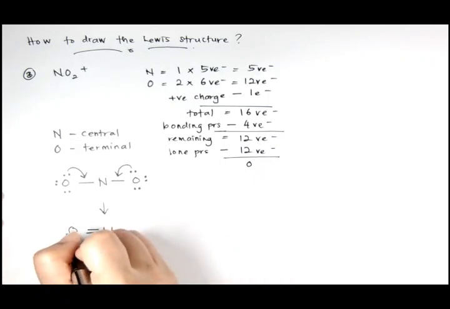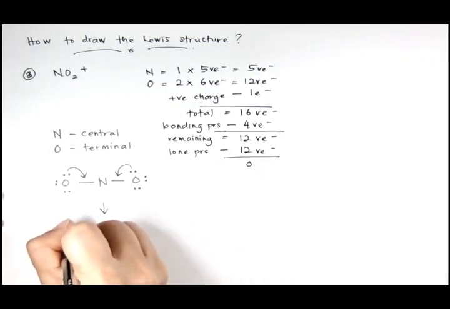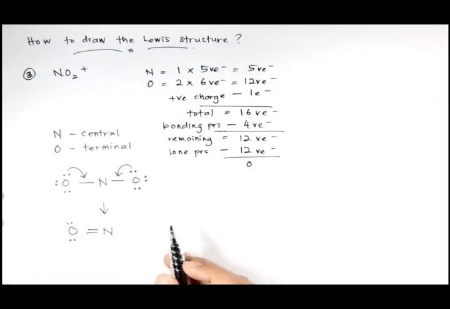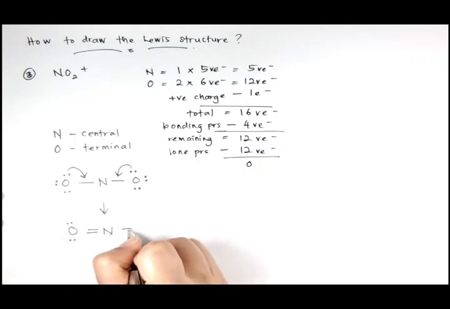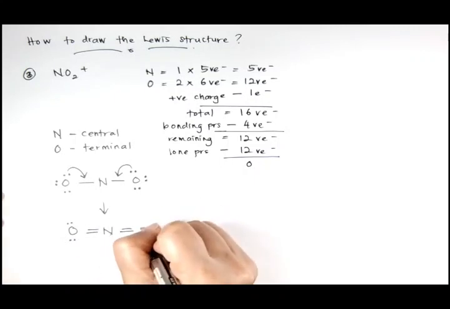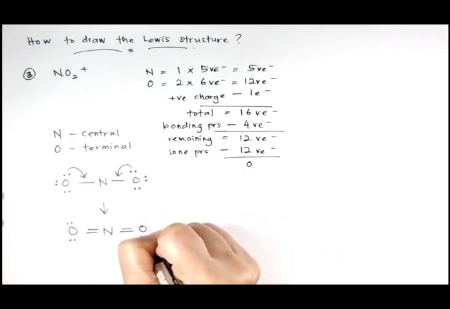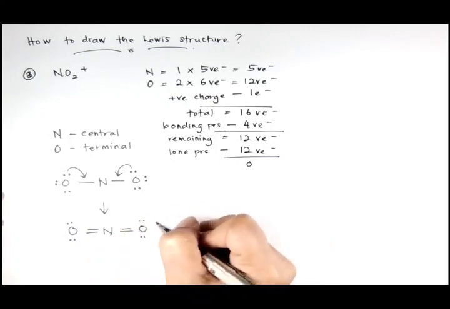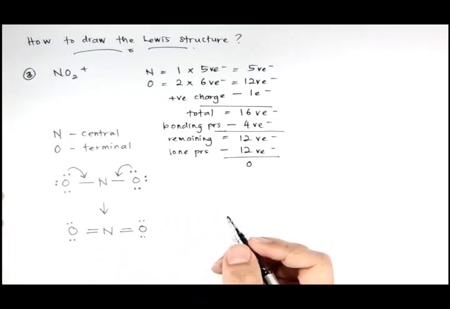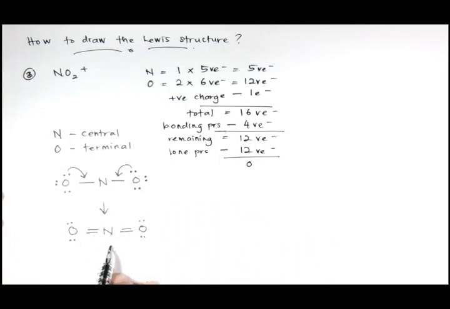The oxygen atom remains with 2 lone pairs, since one of the lone pairs has been used up to form a double bond with the nitrogen atom. The next oxygen atom also shares its lone pair with the nitrogen atom and leaves another 2 lone pairs. So now we have this Lewis structure. Let's check whether this molecule has satisfied the octet rule.